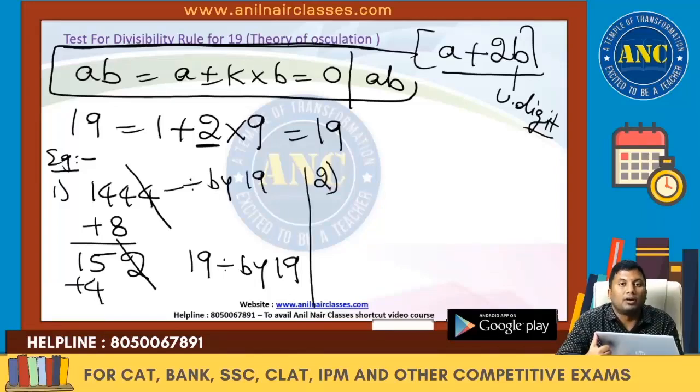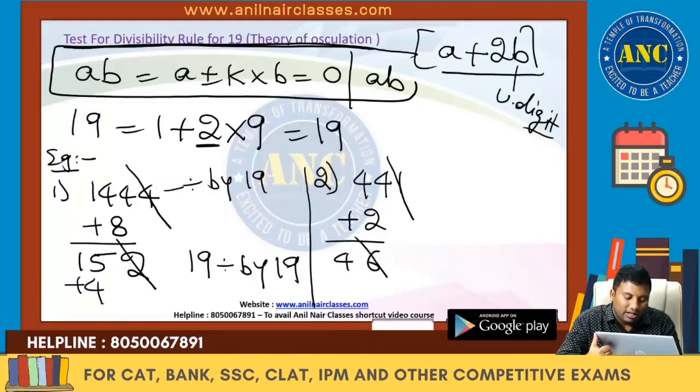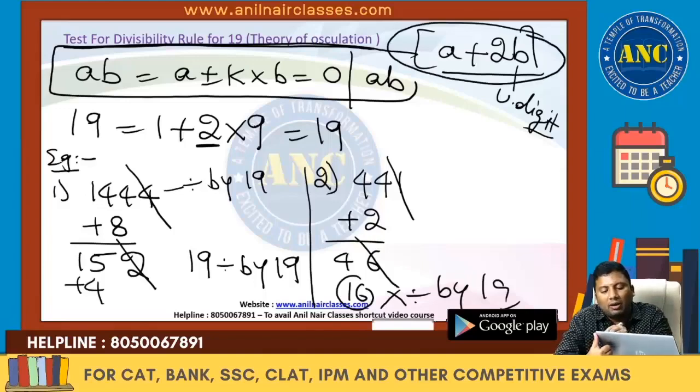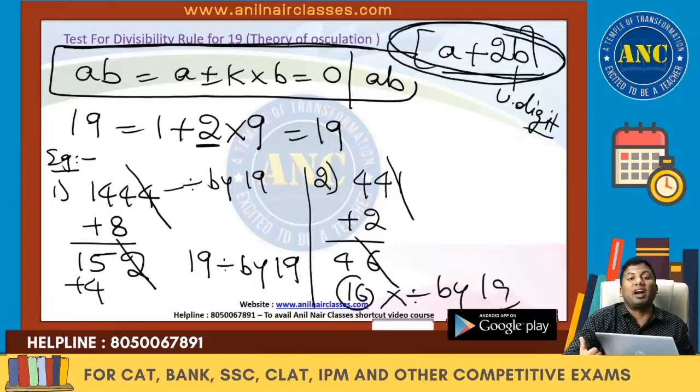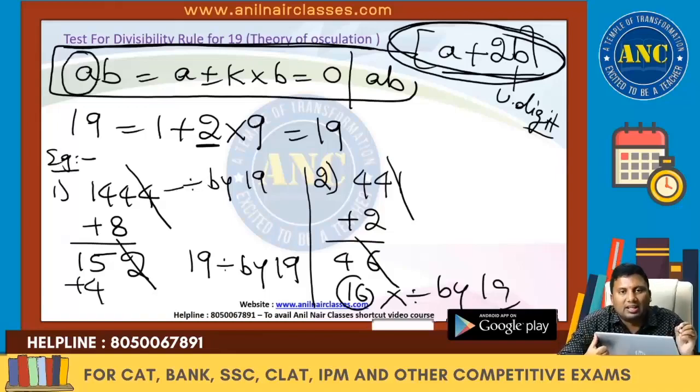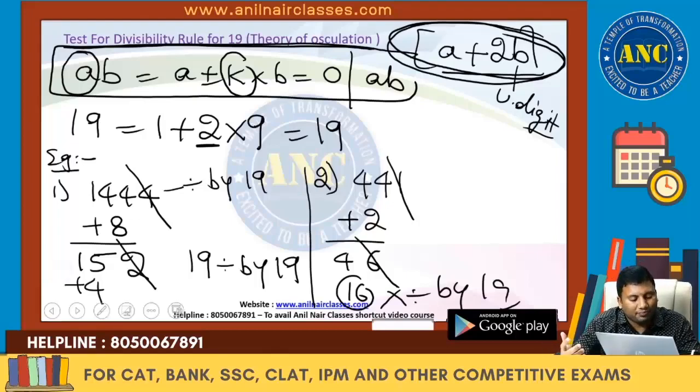One more example. For example 441. Take the unit digit, double it, add it to the remaining part, 46. Take the unit digit, double it, 6 2s are 12 plus 4, 16. 16 is not divisible by 19. I hope you are able to understand how I am deducing the divisibility rule for any prime number. Anything other than the unit digit, fix it. Find out the value of K. Just a little bit of calculation is required.